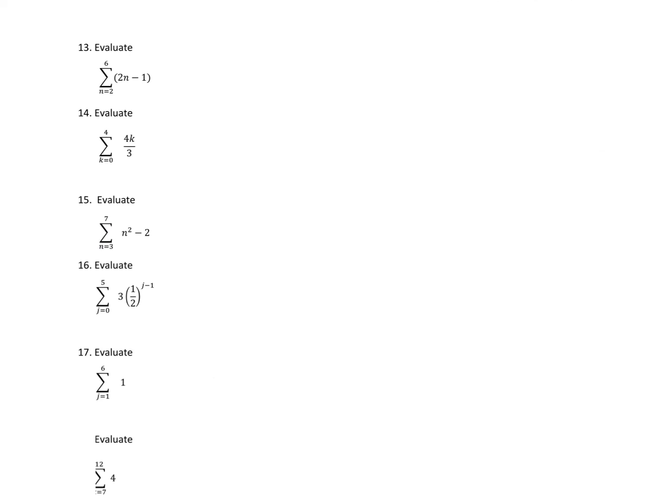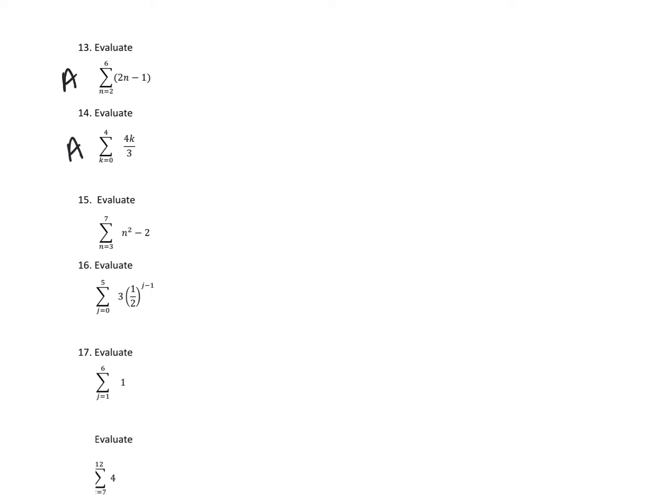All right, summation notation problems. We have to be able to identify our equations as arithmetic, geometric, or neither. So I'm going to go through and do that and talk about that first, and then we'll solve them. Number 13, 2n minus 1 is the rule. That's linear. There's no exponents, so this is arithmetic. Number 14, 4k divided by 3. I have a variable, and it's just multiplied by a number. There's no exponent, so this is also arithmetic. It's like 2x.